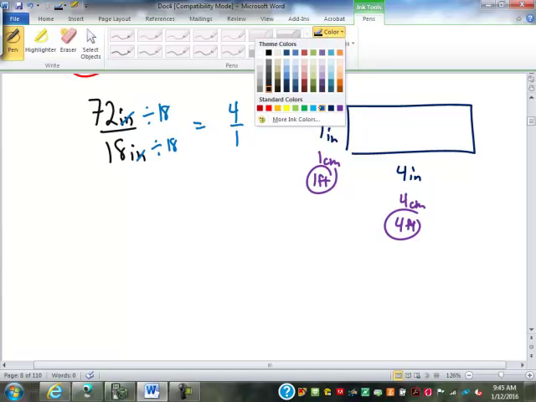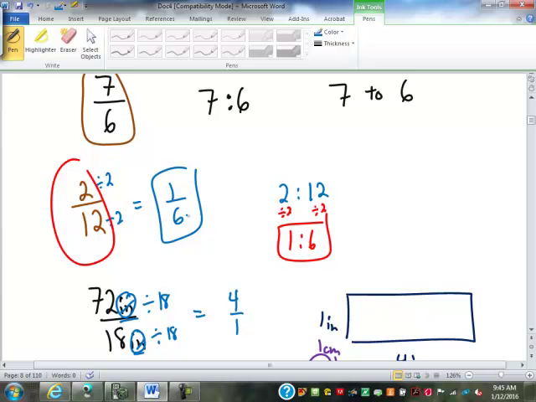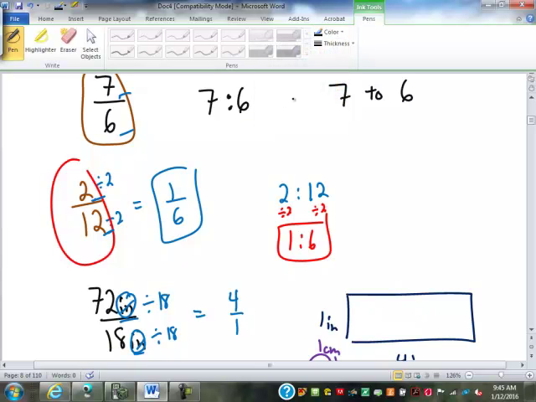You'll also notice here that in every ratio I did, the name is the same in both numbers. This is comparing inches to inches. This is comparing students to students. And the same up here, students to students. That is another requirement of a ratio, as it compares two things with the same label, or the same name.